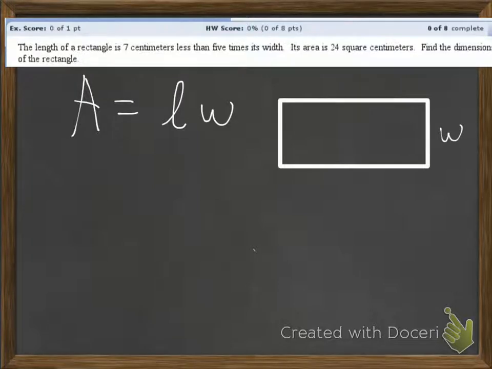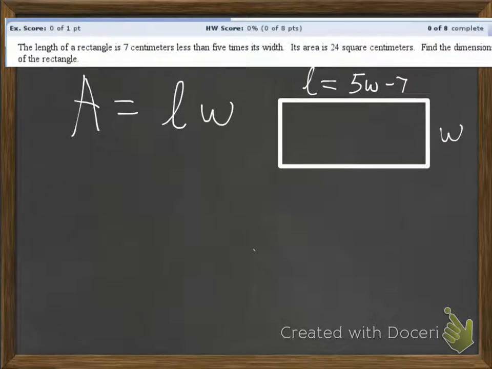And then I'll take the longer side. That's the length. But we know the length is 7 less than 5 times the width. Remember, less than means you're taking it away from. So we're taking 7 away from 5 times the width. And so now we know the length. We can write it as 5w minus 7.